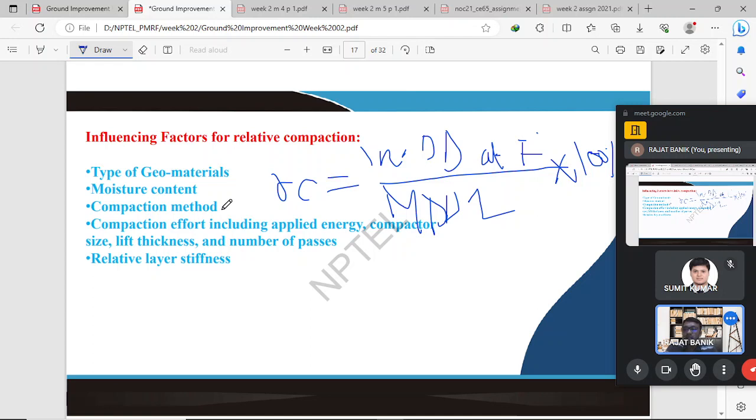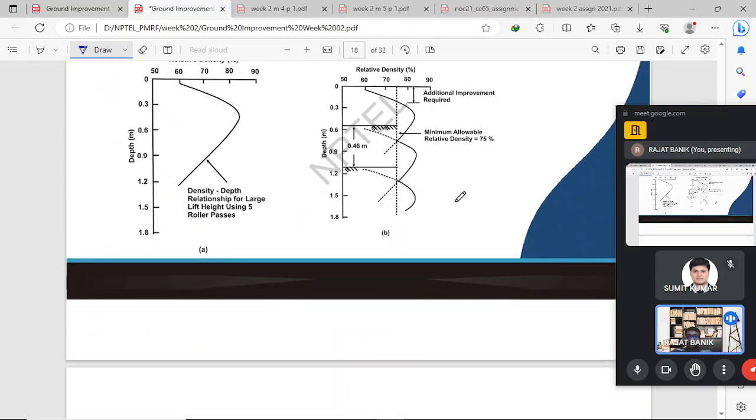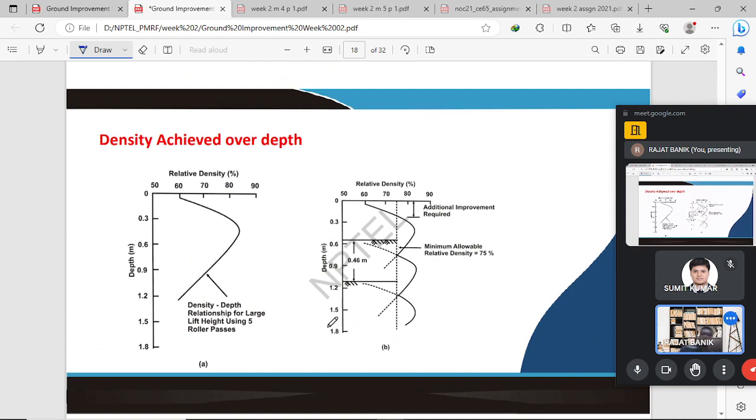Because the upper layer has higher stiffness than the lower layer, the relative stiffness also depends on this, and it defines the relative compaction of the ground in the field. Then, moving ahead, we study the density versus depth curve. If we apply a shallow densification or compaction technique, it also varies with depth.